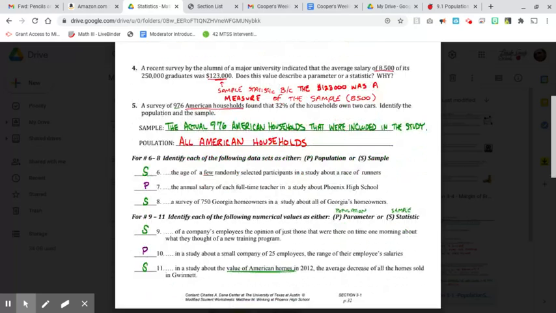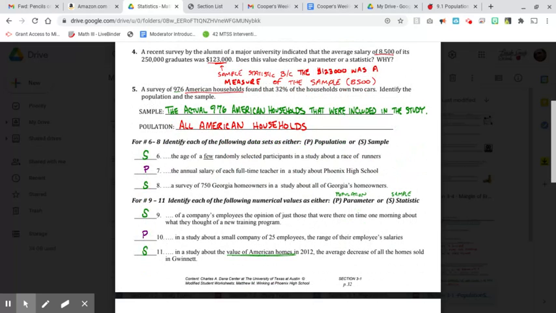Okay, so for 6 through 8, identify whether it is a population or a sample. Number 6 is the age of a few randomly selected participants in a study about a race of runners. That would definitely be a sample. Number 7 is the annual salary of each full-time teacher in a study about Phoenix High School. That would be a population because you're talking about each teacher in the high school. Number 8, a survey of 750 Georgia homeowners in a study about all of Georgia's homeowners. That would be a sample because we got the 750 out of all of them.